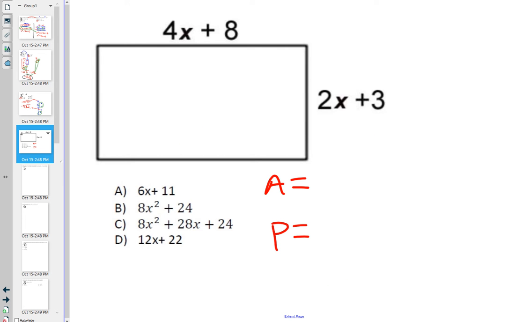So even though we haven't taken geometry yet, what's the formula for area of a rectangle? Yeah, that's one with. What's the formula for perimeter? Length plus width, plus length plus width. Okay.